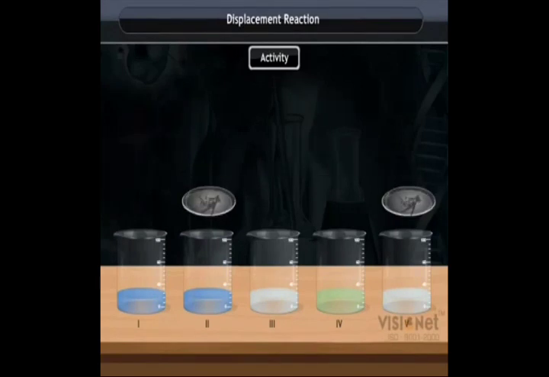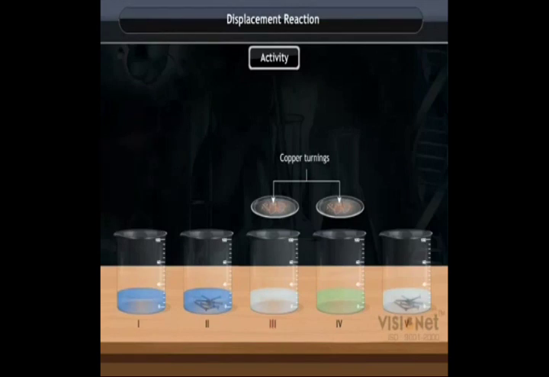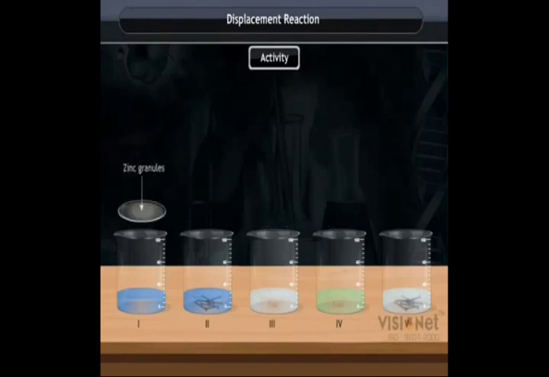After that, you have to add iron filings to 2 and 5. Then add copper turnings into 3 and 4. To the first beaker, you have to add zinc granules. Just allow them to stand, without disturbing them, and let them rest.